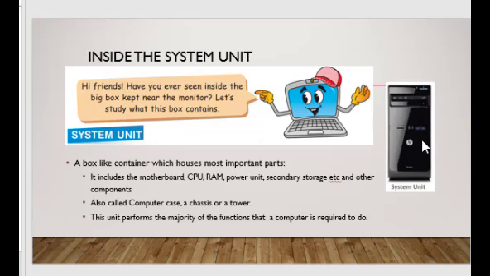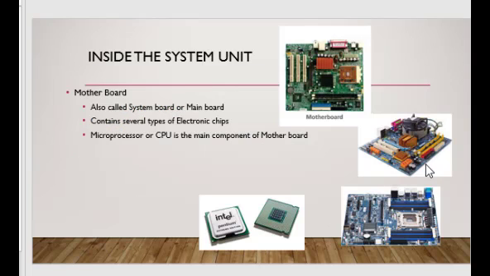The various components of the system unit are the motherboard, the processor, random access memory, power unit, etc. The system unit performs the majority of functions that a computer is required to do. All the processing or computing power of the computer is because of this box called the system unit.